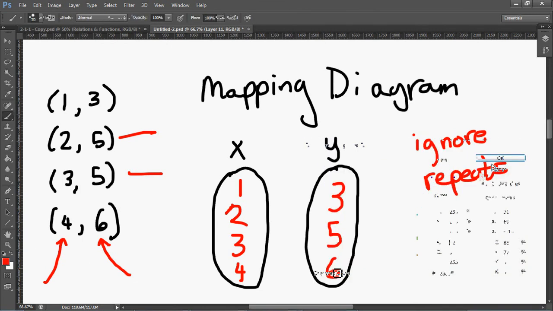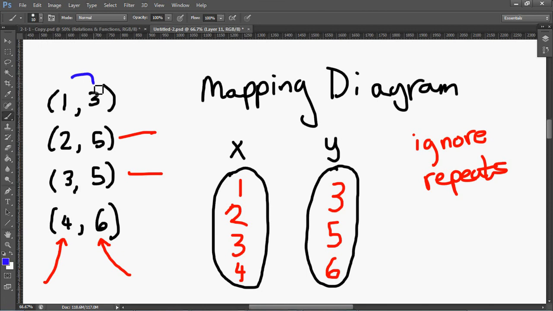Now, this is the fun part. Basically, you just draw arrows between the pairs to represent them. So in the first one, where we have 1, 3, I'm going to draw an arrow going from the 1 to the 3. For 2, 5, I'm going to draw an arrow going from the 2 to the 5. For 3, 5, I'm going to draw an arrow going from the 3 to the 5. And then for 4, 6, same thing, going to draw an arrow from the 4 to the 6.